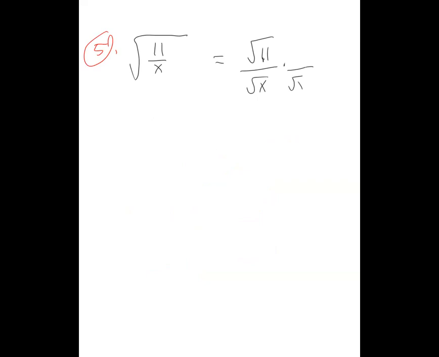So we're going to multiply by another square root of x on both the bottom and therefore also on the top. So on the top, the square root of 11 times the square root of x, they join together and it's the square root of 11x. But on the bottom, 2 square roots of x joined together just equal a single x.